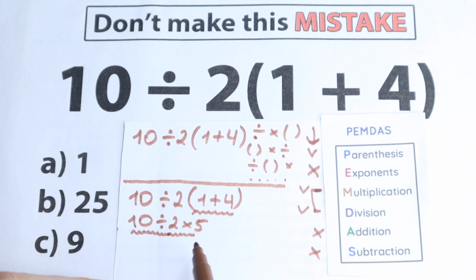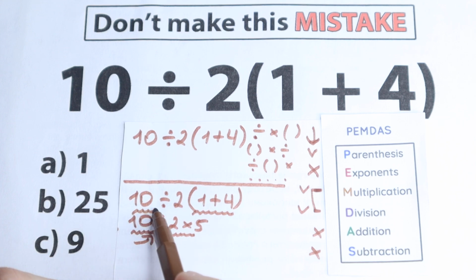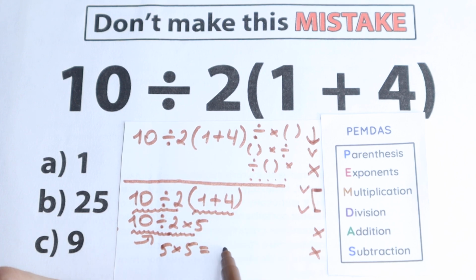But according to PEMDAS, this is easier for us because we just need to scan what is the first sign from left to right. We have two signs, one on the right hand side and one on the left hand side. From left to right the first is division, so we need to divide first. 10 divided by 2 is our first step, equal to 5. And 5 with this 5, a basic multiplication, equal to 25. This is option B.